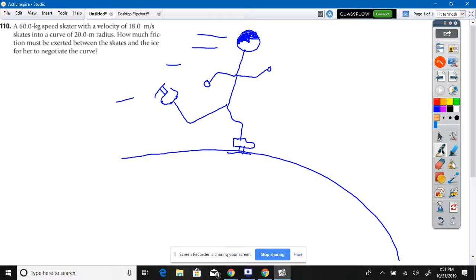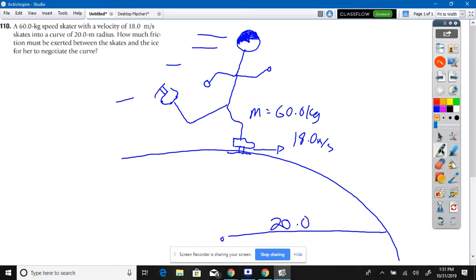Okay. Mass is 60 kilograms. Already going with a velocity here of 18 meters per second. The radius of the turn is 20.0 meters. Obviously, that's a lopsided drawing. So you need to find out the frictional force between the skate and the ice.